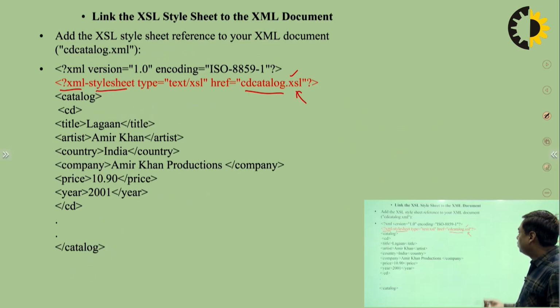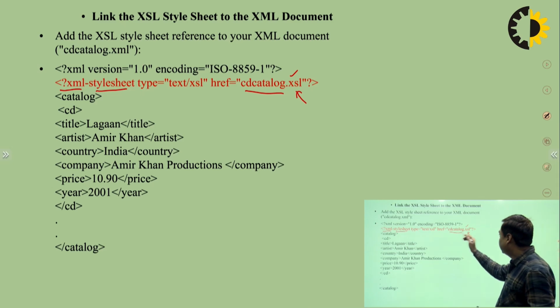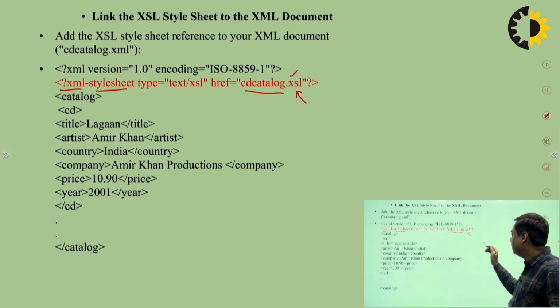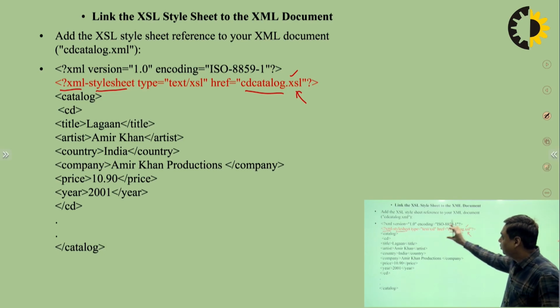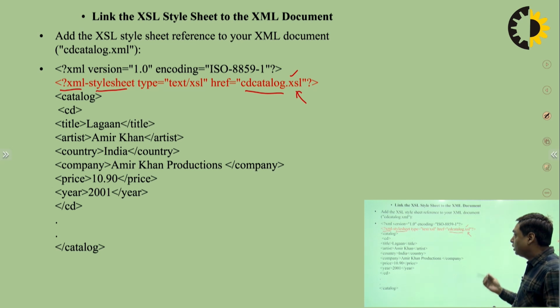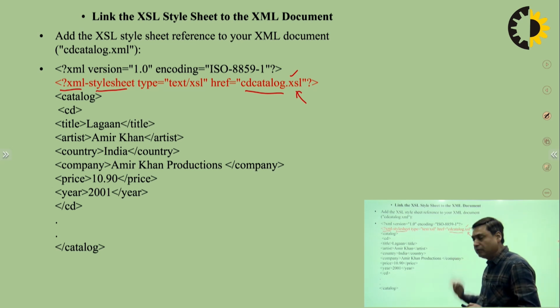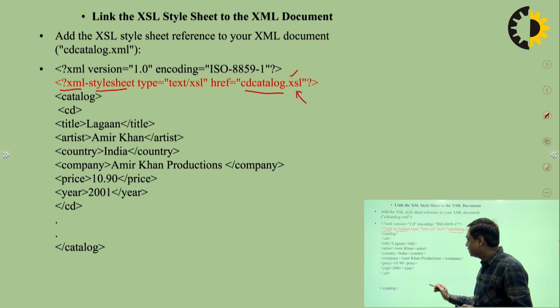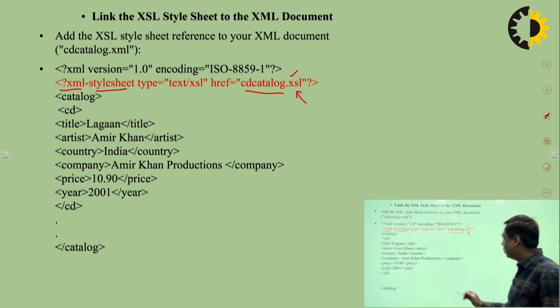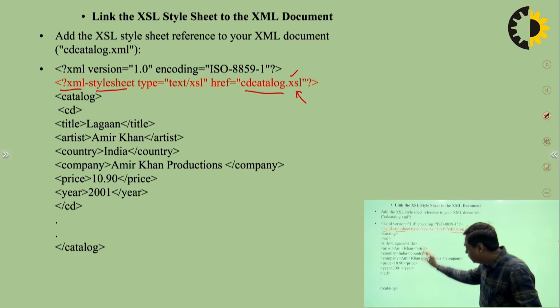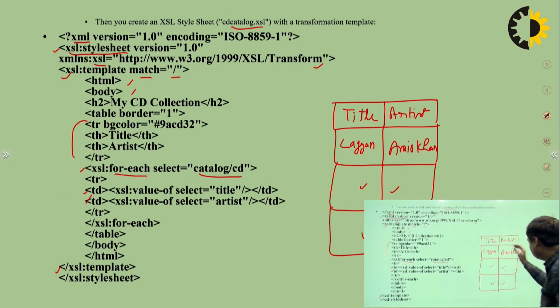What you have to do is only create an XSL file. In this case, the name of the XSL file is CD catalog, and you need to include this XSL file in your XML file. So you have to run this XML file. When you run this XML file in your browser, it will refer to this XSL file. Content will not display in this way. Content will display in the tabular format.